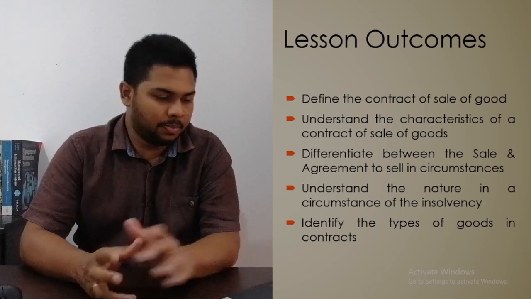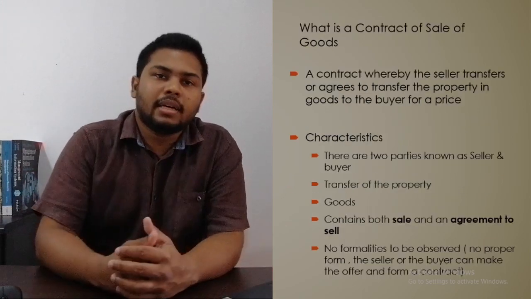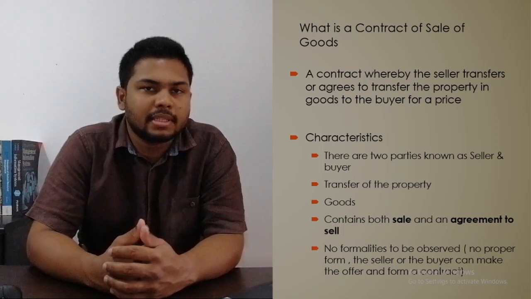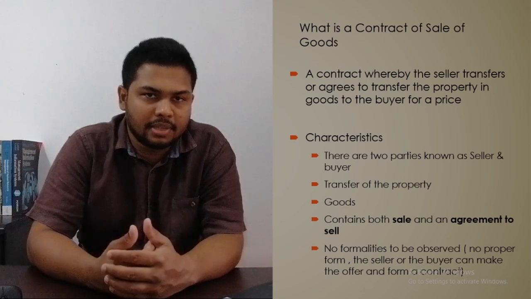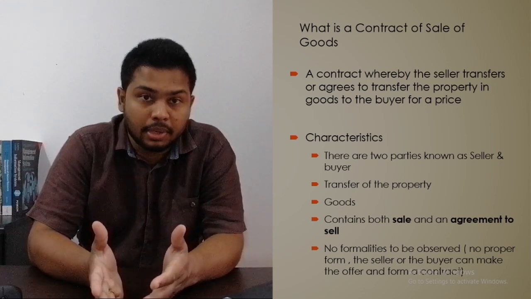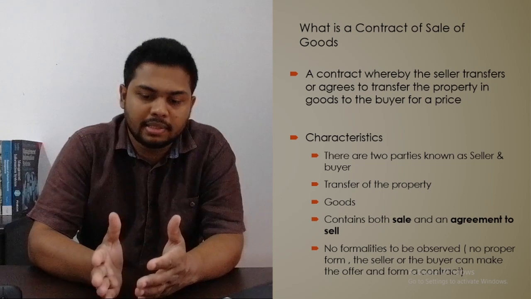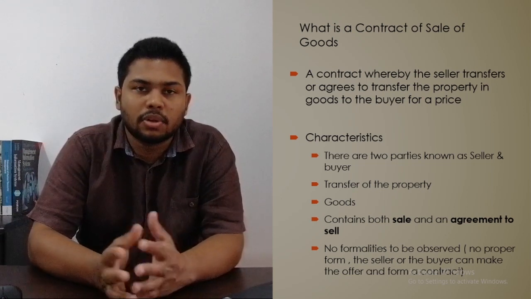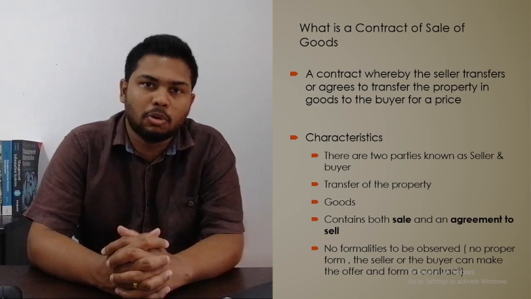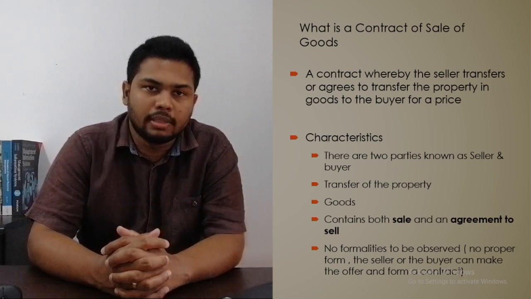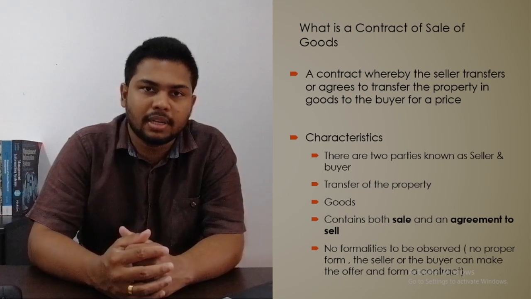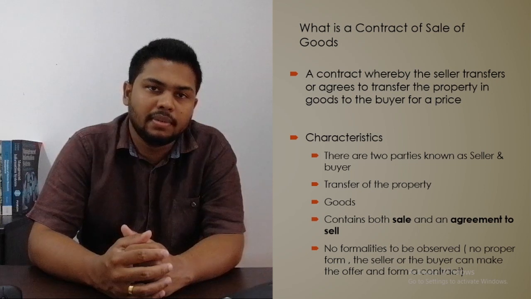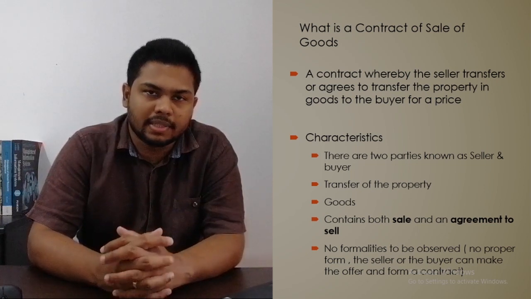Okay, so here we go. What do you mean by a contract of sale of goods? Previously we discussed contracts in general circumstances. Contracts are agreements between two or more parties to perform some activity or to make something, and there is a consideration, some sort of financial value. So that much we discussed.